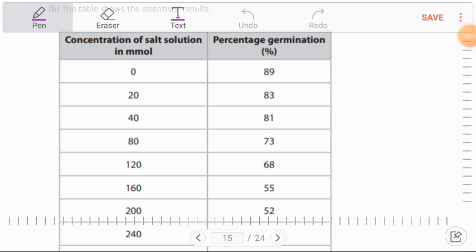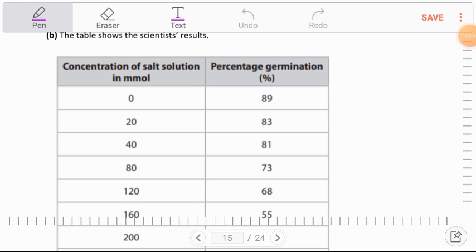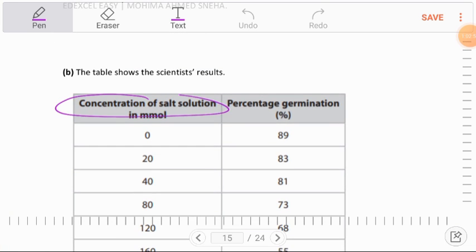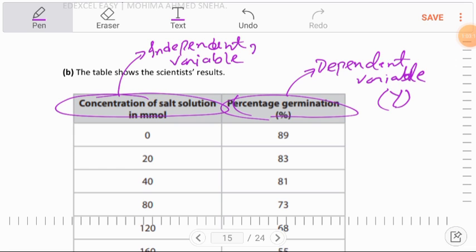Okay, so for the percentage germination, at first we need to identify which heading will be on the x-axis and which heading will be on the y-axis. We know that independent variables always lie on the x-axis, and concentration of salt solution here is the independent variable because it does not depend on anything. Percentage germination is the factor that depends on the salt solution concentration, so this is the dependent variable. Dependent variables always lie on the y-axis and independent variables on the x-axis.